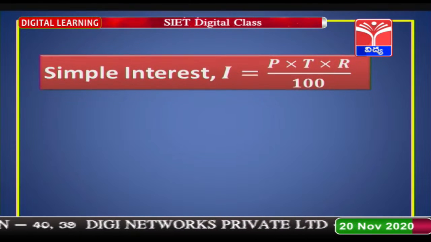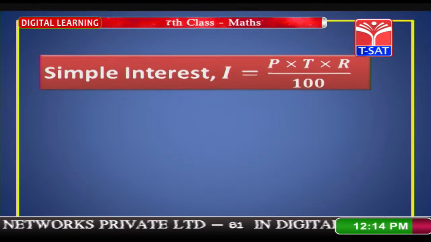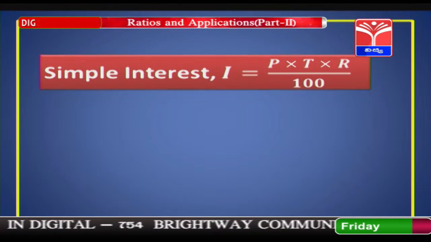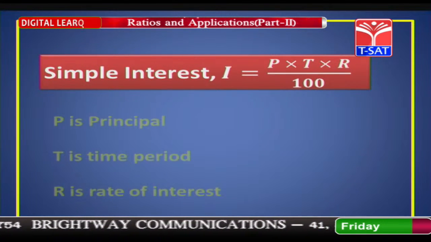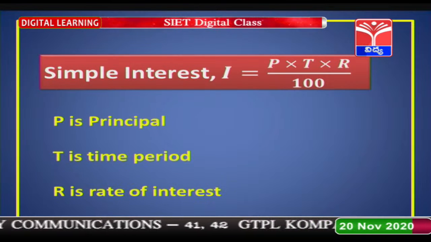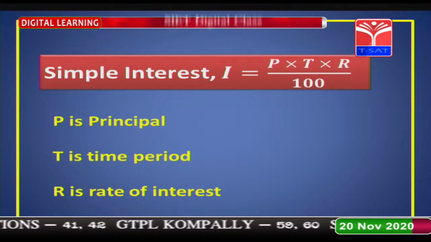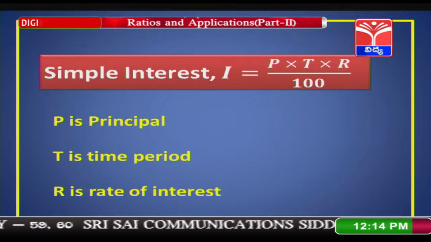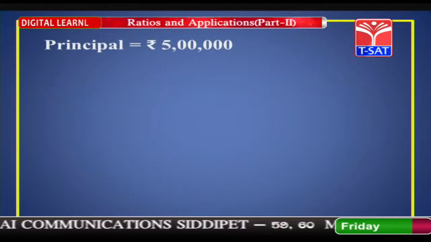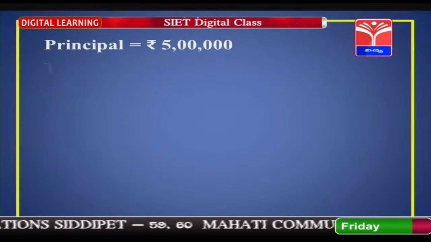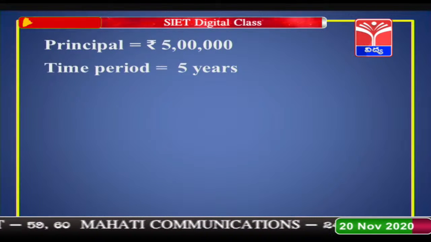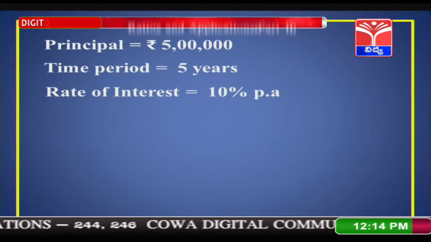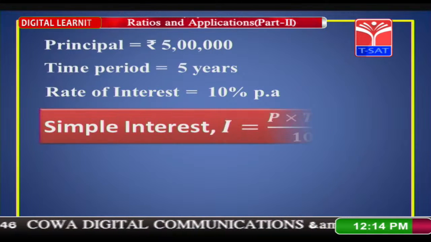And the formula to find the simple interest is I equal to P into T into R by 100. Here P is the principal, T is the time period and R is the rate of interest. Now, let us solve the problem of Mr. Venkat. The principal which he has taken is 5 lakh rupees and the time period is 5 years. Rate of interest is 10% per annum.